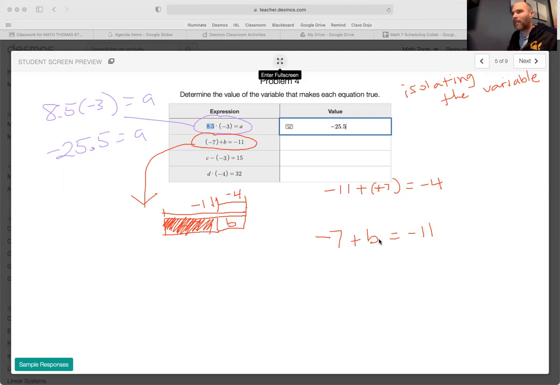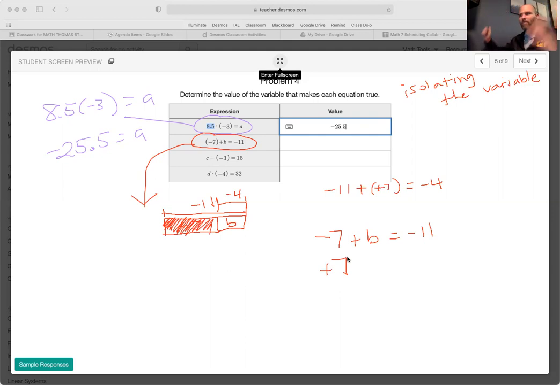Well, I can isolate this variable. To isolate something means to get it by itself. If I just get rid of this -7, I use an inverse operation. If I have -7, I can add 7 to that, and those two things will cancel out and make a 0, right?